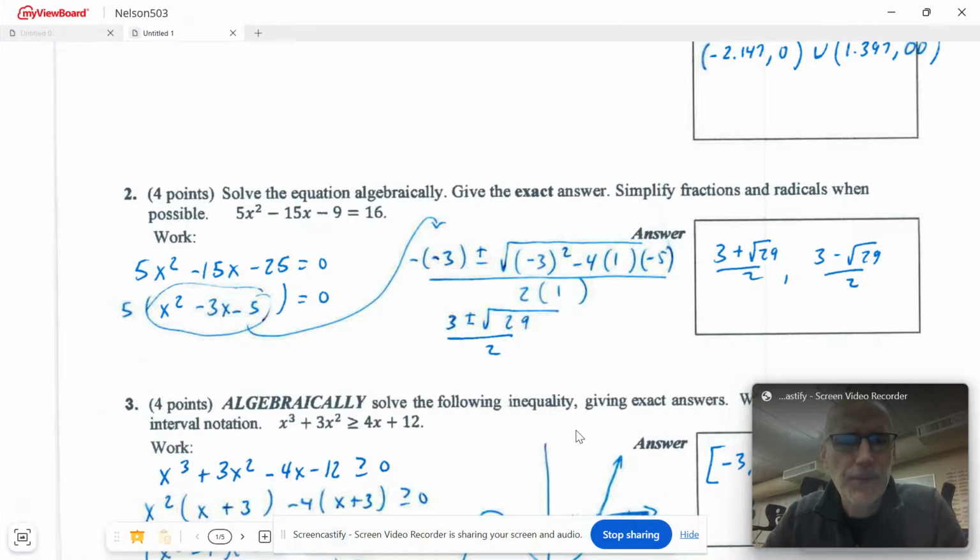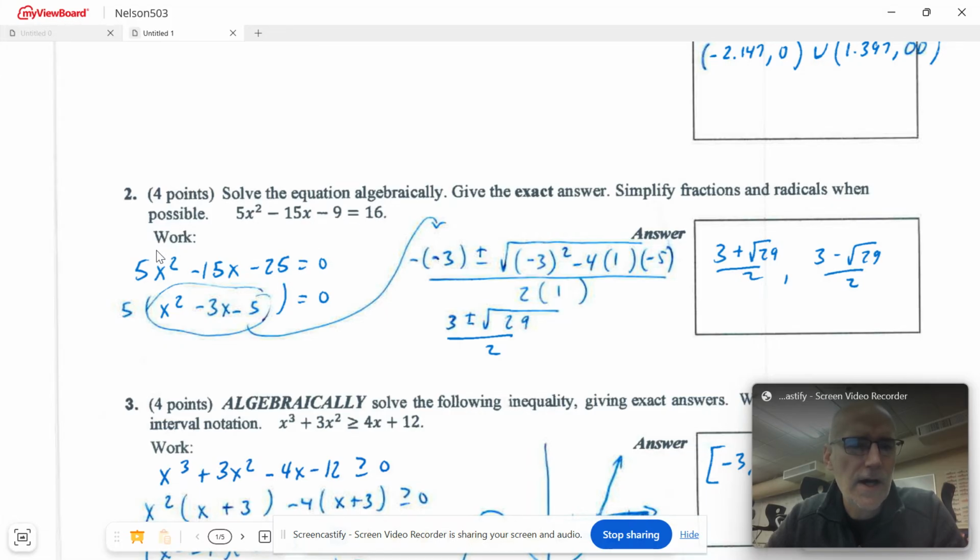Number 2. Problem number 2. Look, it says algebraically. So they're doing the quadratic formula right there. And notice what they've done. They took the 16 to the left side of the equation, right? -9 minus 16 more is -25.